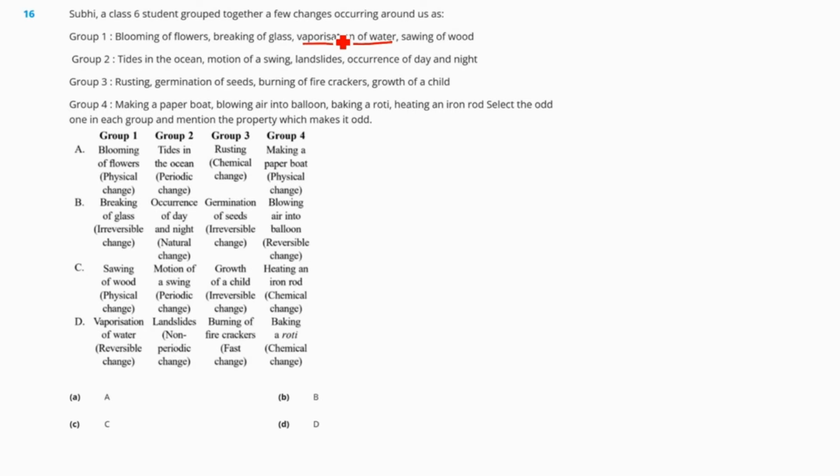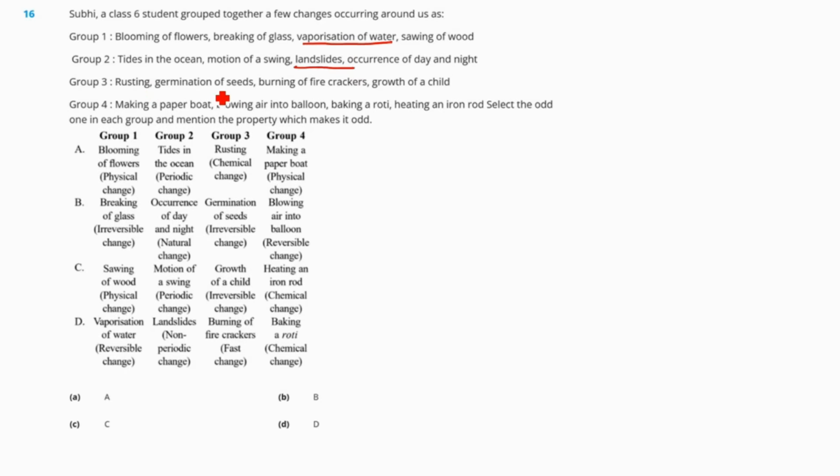Breaking of glass and sawing of wood are physical changes, and these are irreversible. Vaporization of water is a reversible change. Group 2: tides in ocean, motion of a swing, landslide, occurrence of day and night. Occurrence of day and night, motion of a swing and tides in ocean are all periodic motion. And landslides are non-periodic. They can happen anytime.